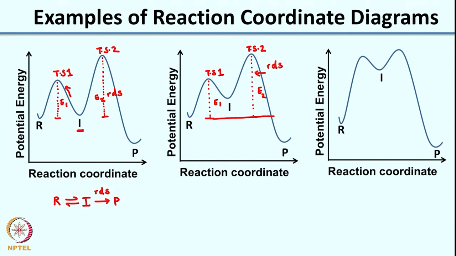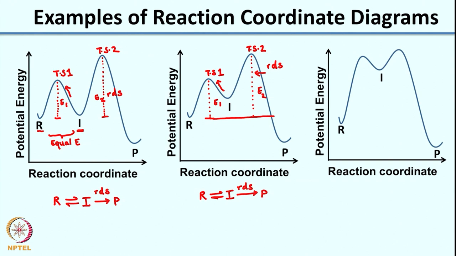Now what about the possibility of equilibrium in this example? In this example also, what you see is the energy to go from I to transition state 1. Now in the previous case, I and R were at almost equal energy. In this case, the intermediate is at a higher energy, or more reactive, with respect to the reactant. So the barrier to go from the intermediate to transition state 1 is less than the barrier to go from reactant to transition state 1. And again, this barrier is smaller than the barrier to go from intermediate to transition state 2. So in this case also, you have the chance of an equilibrium. And again, the rate determining step would be the second one.